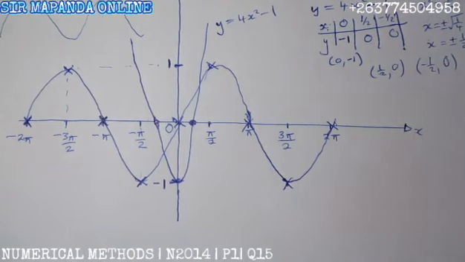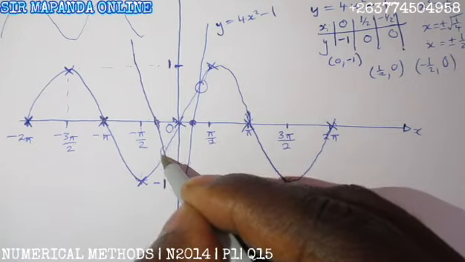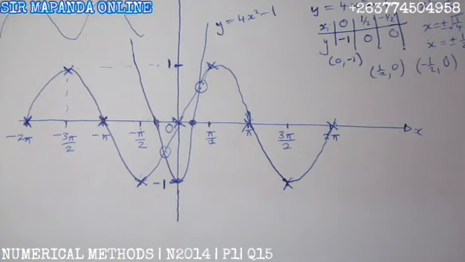So after the sketch, you can clearly notice that the two graphs are intersecting twice, at this point and at this point. So when giving your conclusion, you say, since the two graphs intersect or meet twice, it implies that the equation has two real roots. Then you are home and dry. Let us move on to part B of the question.